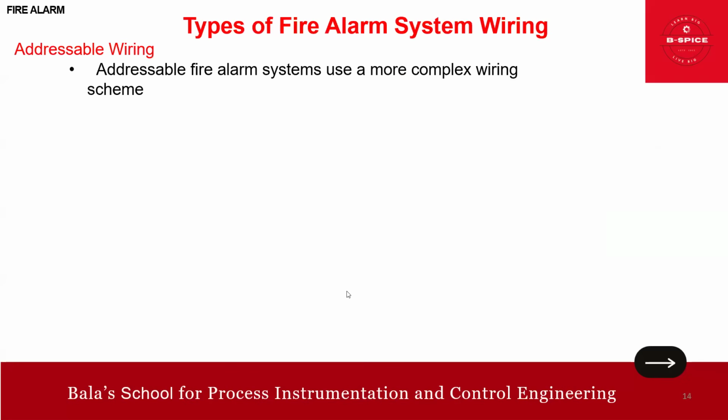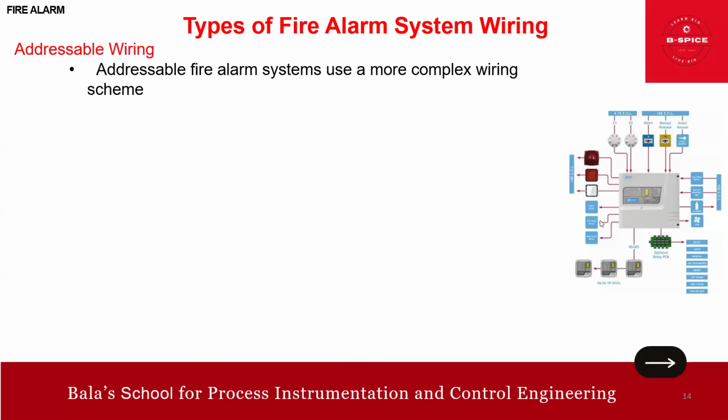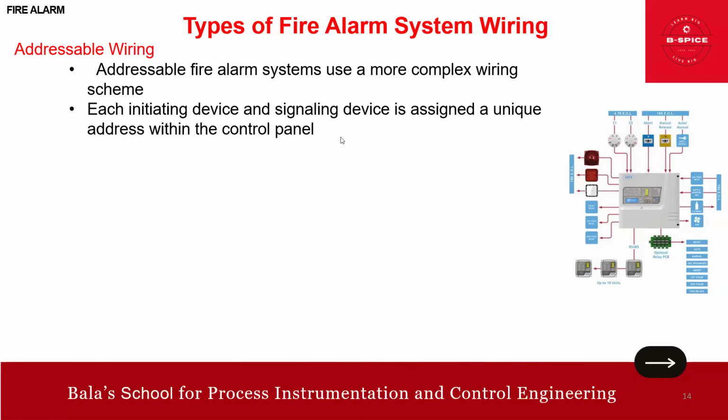Then we go into the addressable. Just see here, this is your addressable, how it is connected, one to one, and some others in series actually. Addressable fire alarm systems use a more complex wiring scheme. Each initiating device and signaling device is assigned a unique address within the control panel.